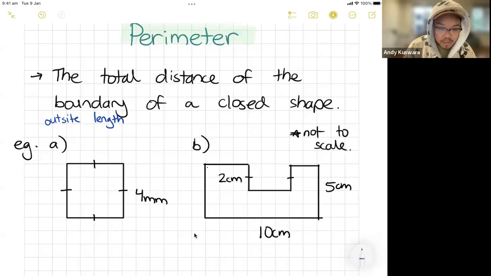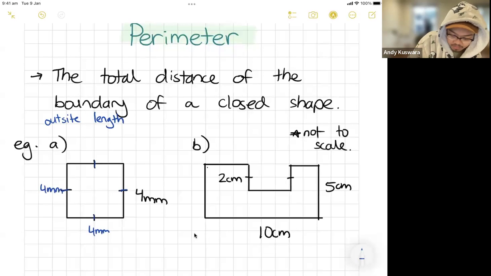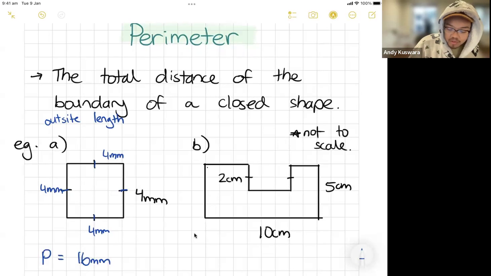For A, we've got 4 millimeters. And so technically with these little lines here, that means that all four sides are the same, which means in this case, it is a square. So that's 4 millimeters on all four sides. So what is my total perimeter? You're just going to add all the sides together, or you can notice that it's 4 millimeters times 4. So that'll be 16 millimeters. Okay. And it's a length, so my units of measurement is also going to be a length.